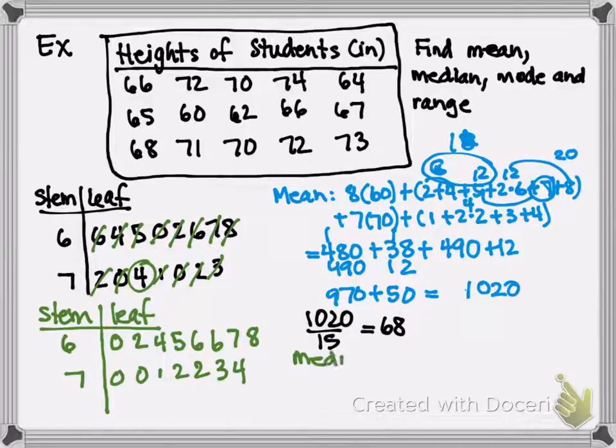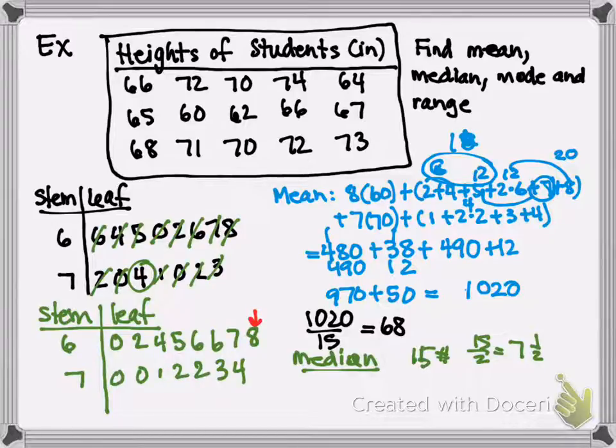Median. I need to find the number in the middle. Well, I have 15 numbers. So what I'm going to do is look for, if I cut 15 in half, I'm going to get 7 and a half. What that tells me is the 8th number is going to be my median. So how do I figure it out? I count my leaves from least to greatest. 1, 2, 3, 4, 5, 6, 7, and I'm thinking that's going to be it.